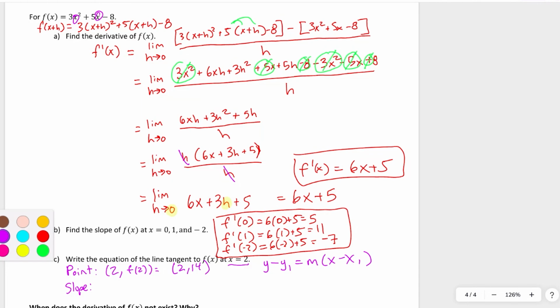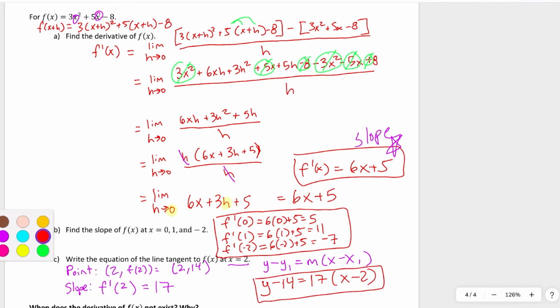The slope is going to be the value of the derivative when x is 2. All right, we already found the slope equation was 6x plus 5. See it over here. This is the slope equation. And so if we want the slope when x is 2, we're going to plug in 2. So we get 6 times 2 is 12, plus 5 is 17. So once we have our point and our slope, we can just throw all that into our point slope formula. So y minus 14 equals the slope, which is 17, times x minus 2. There's our equation for the line that's tangent to the function at x equals 2.